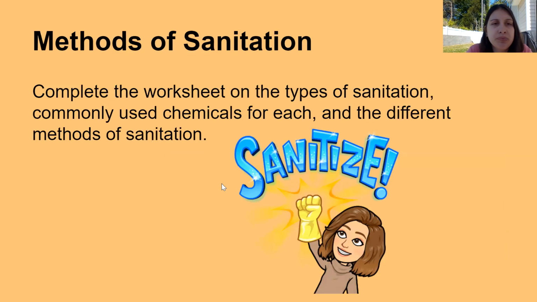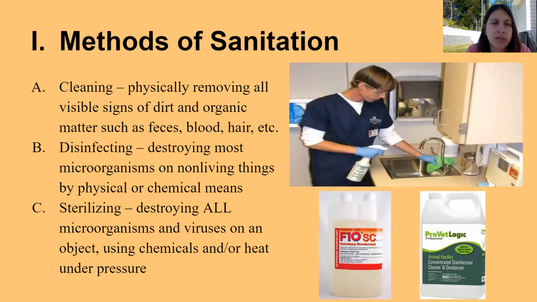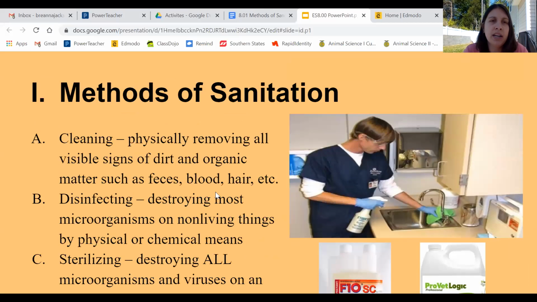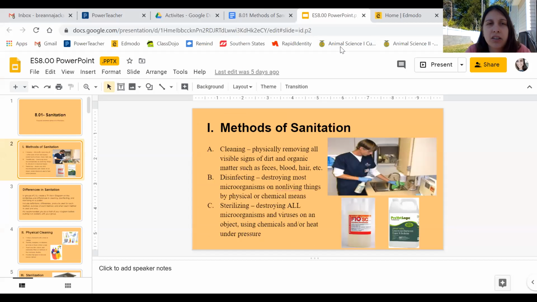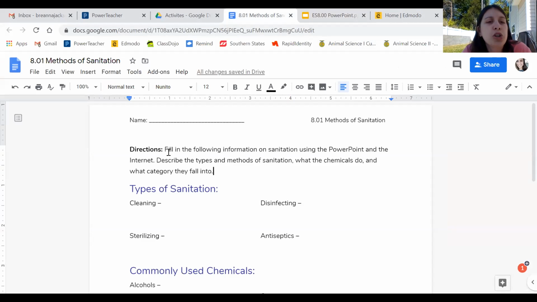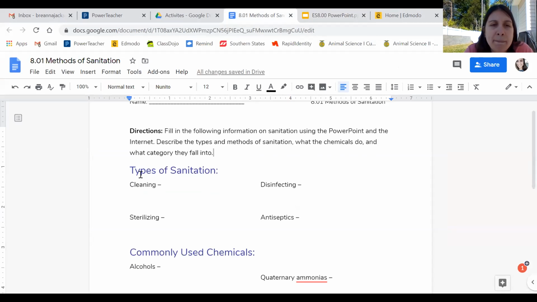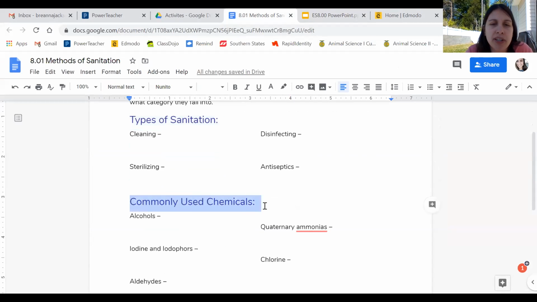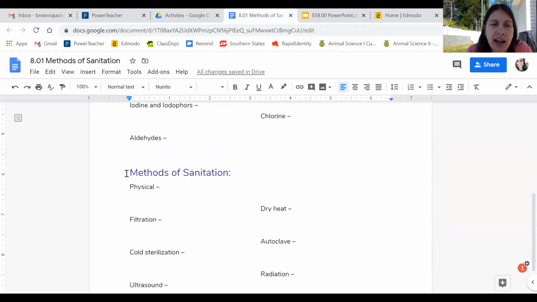So what you guys are going to do, go back to the first slide. You're going to do a worksheet on the methods of sterilization and cleaning. There are three categories: the types of sanitation, commonly used chemicals, and the methods of sanitation.